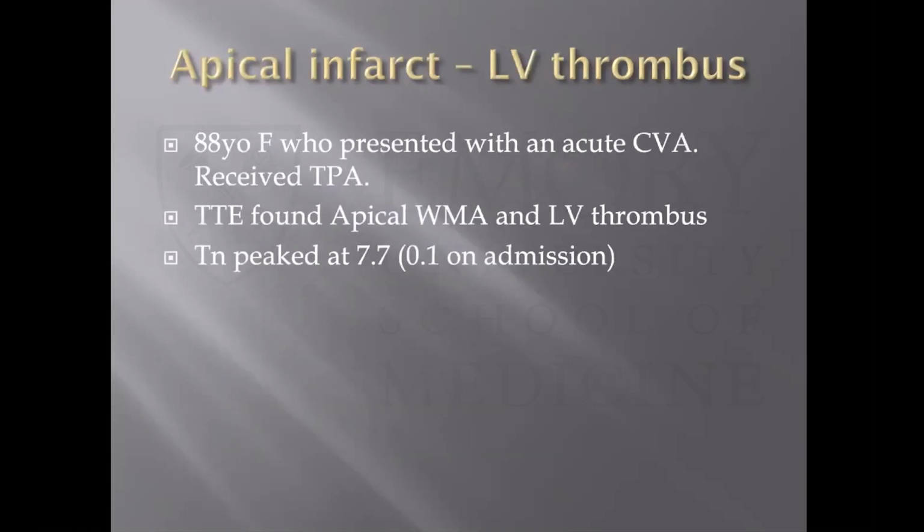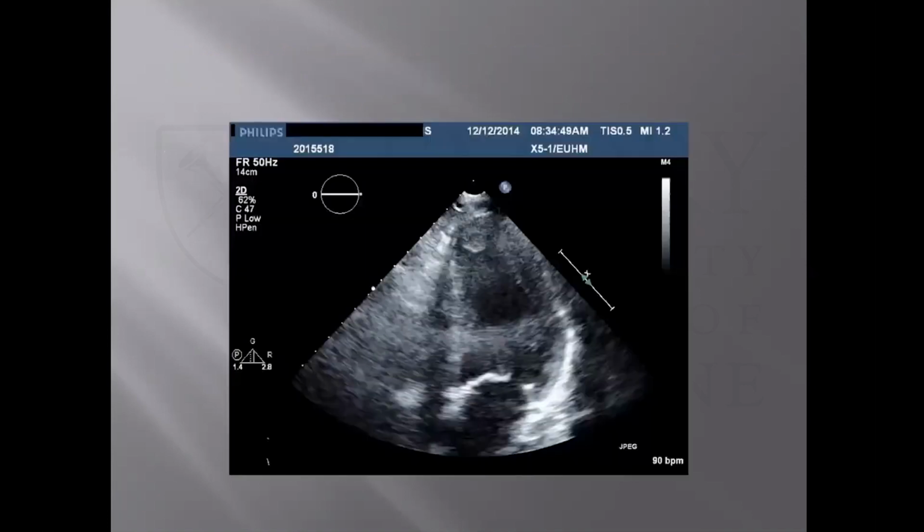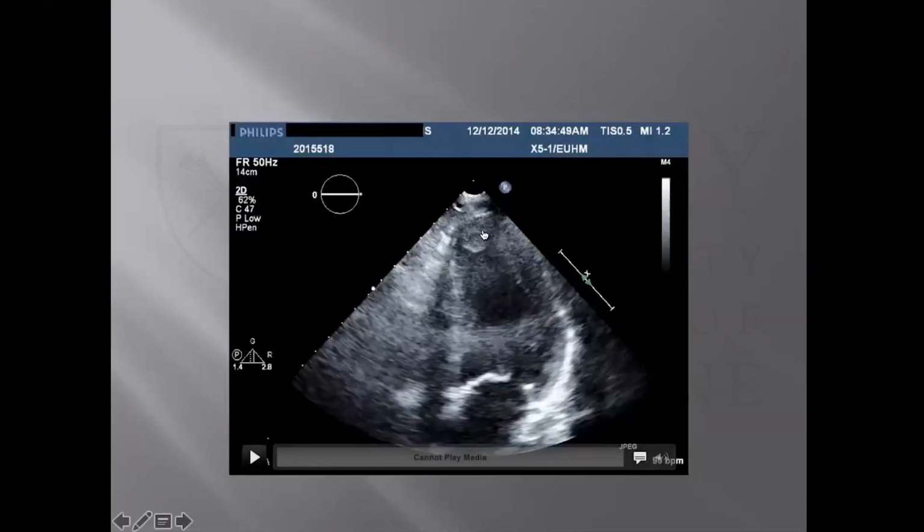We had one case, an 88-year-old lady, who presented with a stroke. She got TPA for the stroke, and then an echo was found to have a huge apex, like what I've shown you before. There was a visualized LV thrombus. There wasn't a huge troponin, but the presence of that thrombus was enough to break off and cause further mischief. And you can see here this density that's adherent to the apex, and unfortunately these can break off and cause trouble.